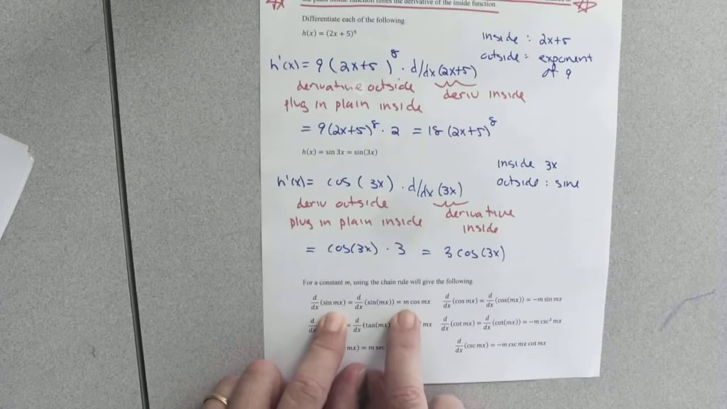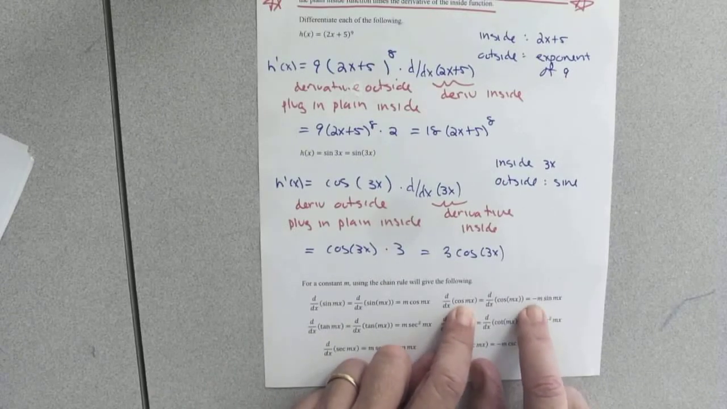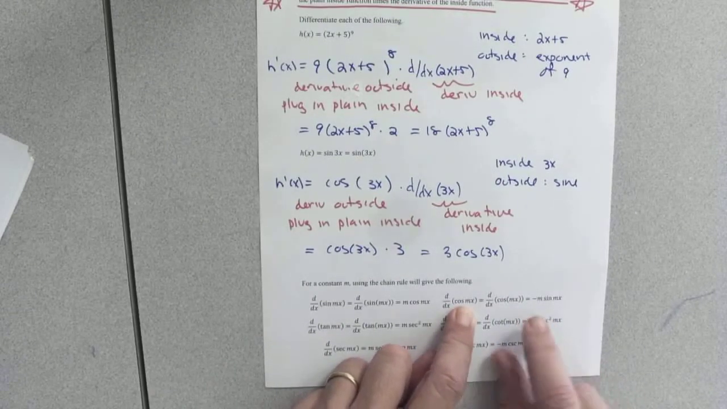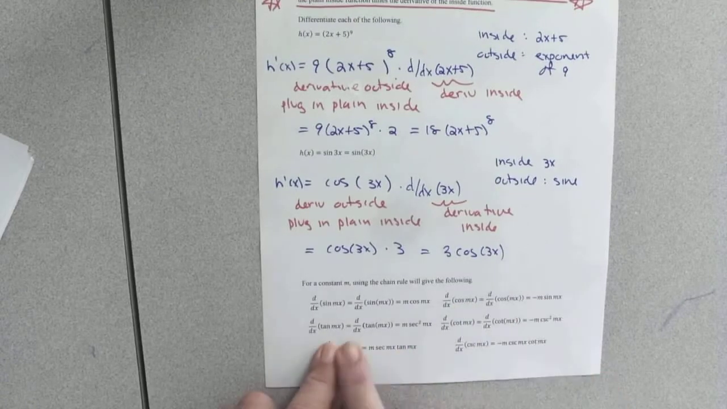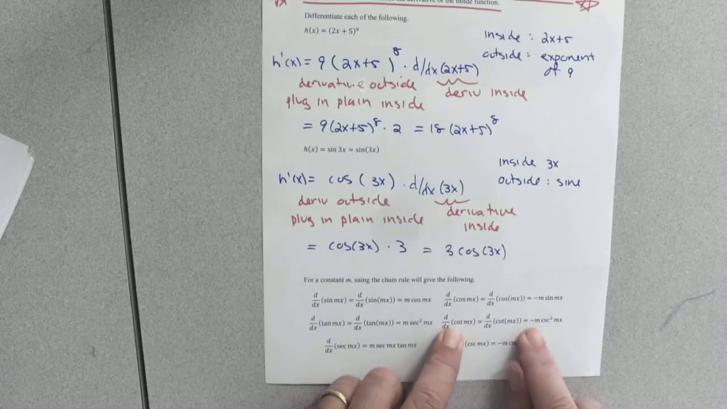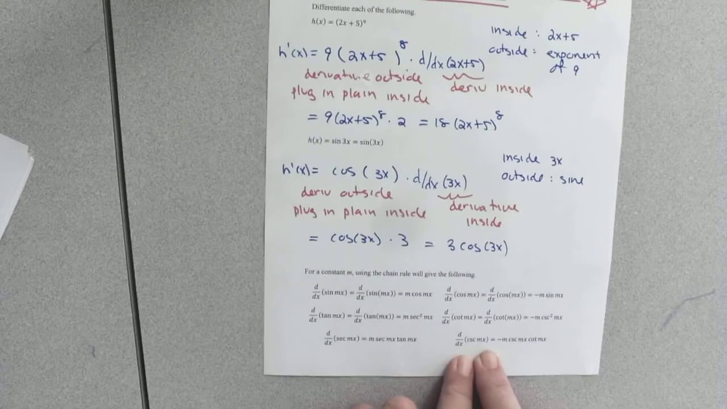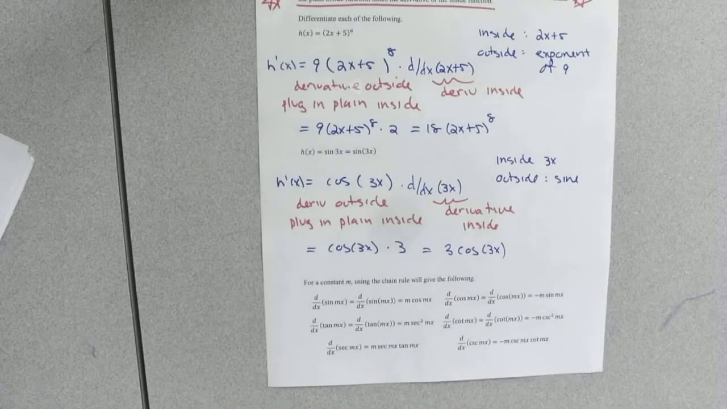So the derivative of sine mx will be m cosine mx. The derivative of cosine mx will be negative, because the derivative of cosine is negative sine: negative m sine mx. Derivative of tangent mx, m secant squared mx. Derivative of cotangent mx, negative m cosecant squared mx. Derivative of secant mx, m secant mx tangent mx. And cosecant mx, negative m cosecant mx cotangent mx. So the derivatives of the trig functions, we should all have those memorized, those are the same. And so then the effect of that m each and every time is just to multiply by it.